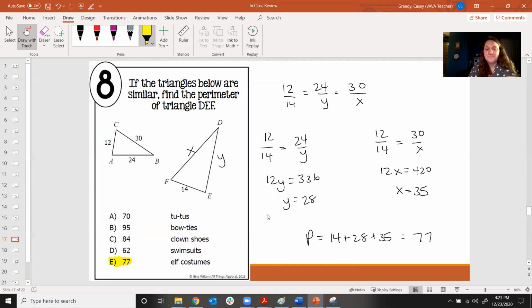So that's good news. So I used the first two fractions for my proportion and solved for y. And then I used the first and the last to solve for x. So I got one side is 28 and one side is 35. And then the perimeter of this whole thing will be those three sides added together, 77.